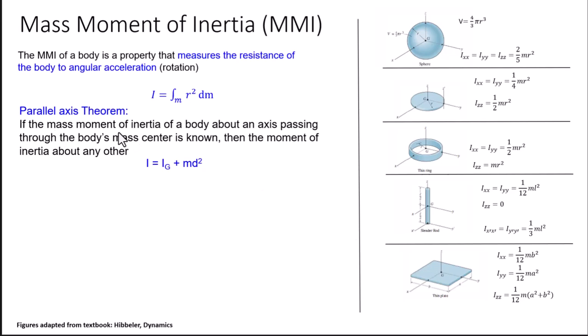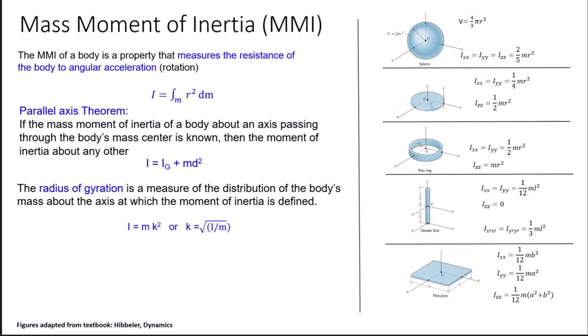So if the mass moment of inertia of a body about the axis passing through the center of mass is known, we can find the mass moment of inertia about another axis that is parallel to that axis but at any other point, with d being the distance between that other point and the center of mass.